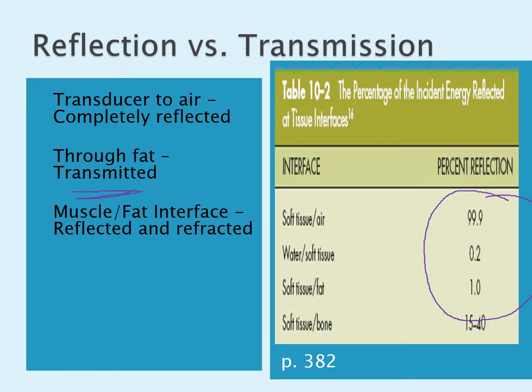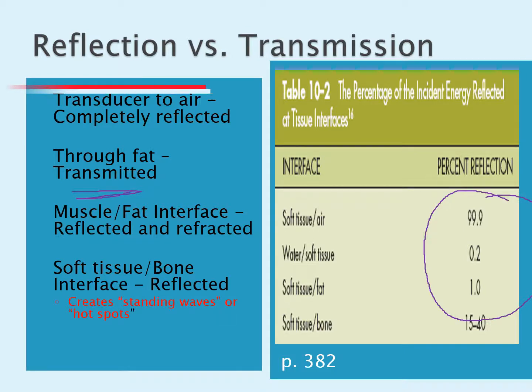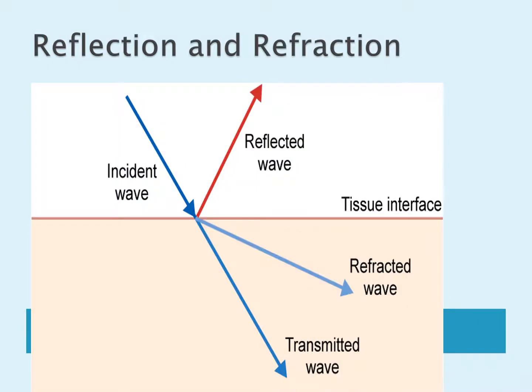At the muscle and fat interface, there is some reflection and refraction, and that's also due to the fascial layers that cover the muscle. At the soft tissue and bone interface, it is reflected but can cause what's called cavitation at the bone level. We'll talk about that. It can create standing waves or hot spot areas.